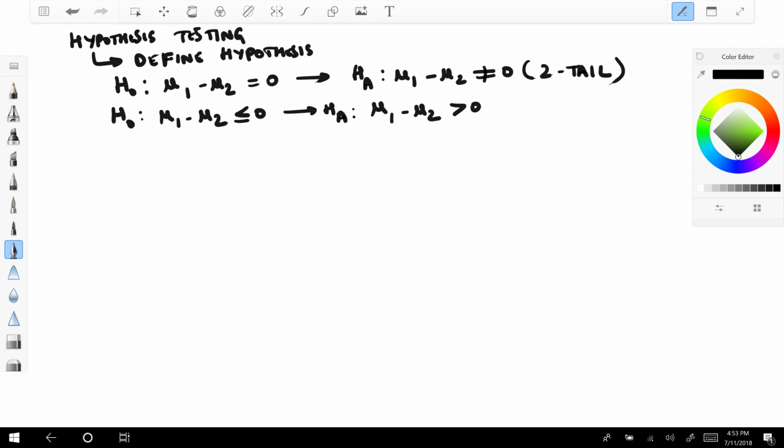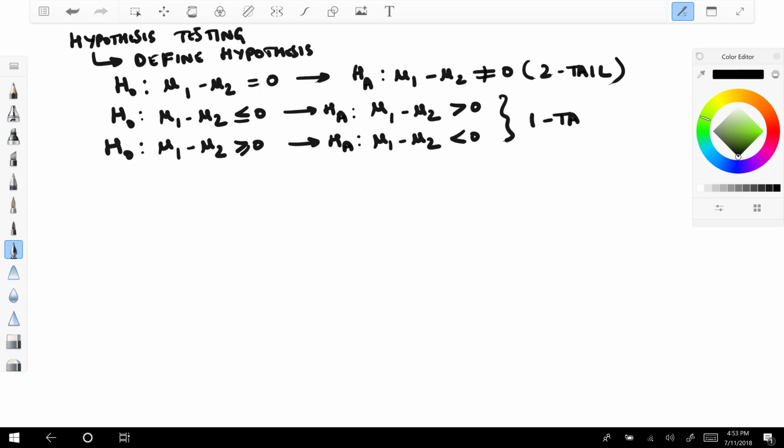The third situation would be H null, mu1 minus mu2 greater than or equal to 0. So the alternative for this would be mu1 minus mu2 less than 0. So if you see, these two are one-tailed tests because we can test only on one side.